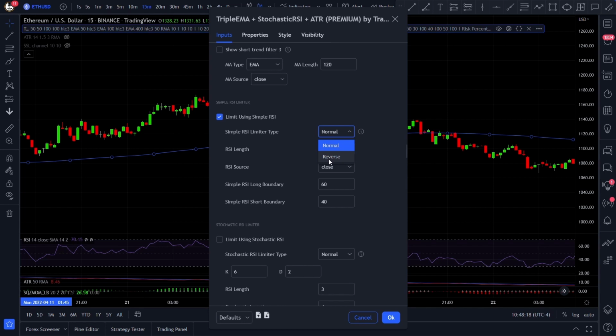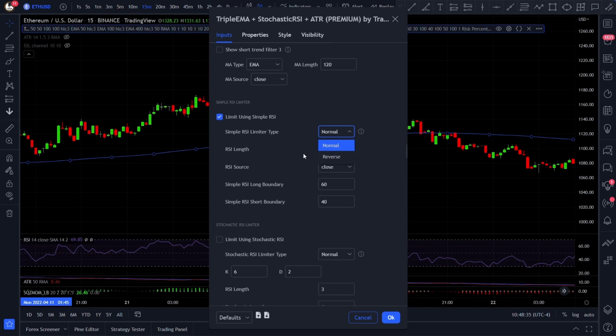I recommend you test out both of these types and see for yourself which method works the best. Different strategies can benefit from different types. A conservative long-term strategy might be better off with the normal type, but an aggressive scalping strategy can be better off using the reverse limiter.